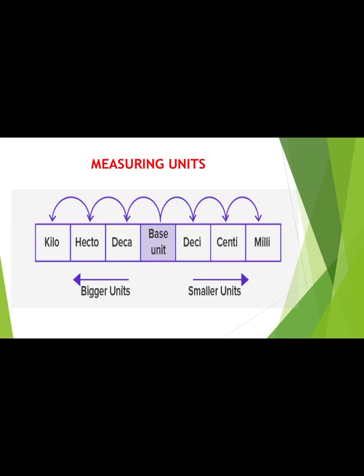Now look at the table of measuring units. The base unit in length is meter. Let me come to the smaller units. After meter comes decimeter, then centimeter, then millimeter on the right side. When you go to the left side, those become the bigger units. That means decameter is bigger than meter, hectometer is again bigger than decameter, and kilometer is the biggest unit, bigger than the hectometer. So this is the measuring table.